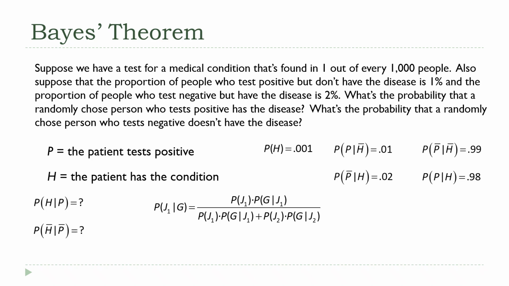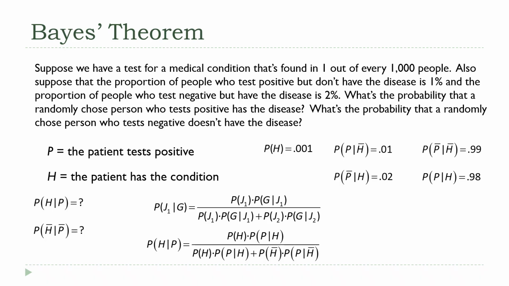Okay, so I'm going to go for the first one first, H given P. I'm going to substitute H for J1, P for G, and J2, that's the other side of the partition, right? So if J1 is H, then J2 is H bar, right? So go ahead and pause if you like, and confirm that I made all those substitutions correctly, because from here it's just a numeric problem.